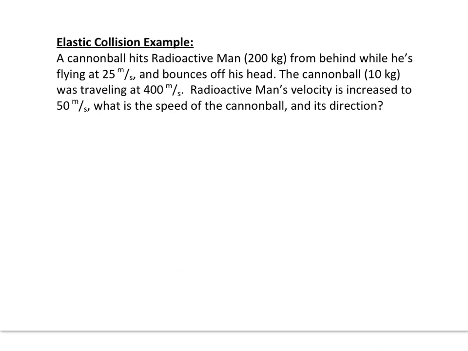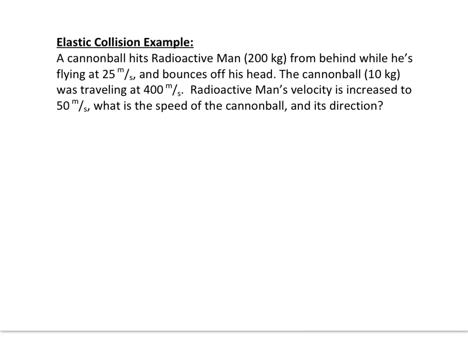Now in this example we're going to look at the same basic problem, just as an example of the elastic collision. Taking a quick read through, it says a cannonball hits radioactive man, 200 kilograms, from behind while he's flying at 25 meters per second, and it bounces off his head. The cannonball's 10 kilograms, was traveling at 400 meters per second. Radioactive man's velocity is increased to 50 meters per second. What is the speed of the cannonball and its direction?